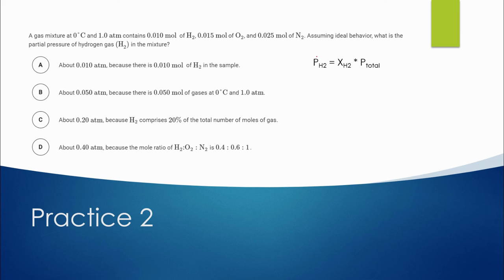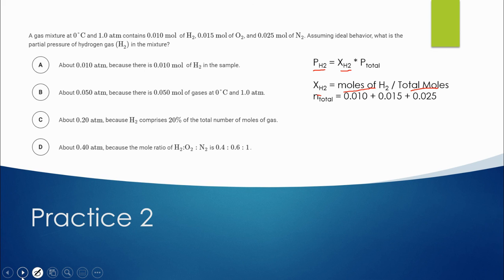So we're looking for the partial pressure of hydrogen. We know that the partial pressure of hydrogen is going to equal the mole fraction of hydrogen times the total pressure. Remember, the mole fraction of hydrogen is the moles of hydrogen divided by the total moles in this whole mixture. So our total moles, we're just adding these up: that many moles of hydrogen, that many moles of oxygen, and that many moles of nitrogen. So therefore, we have 0.05 total moles. Okay, so that's our total.